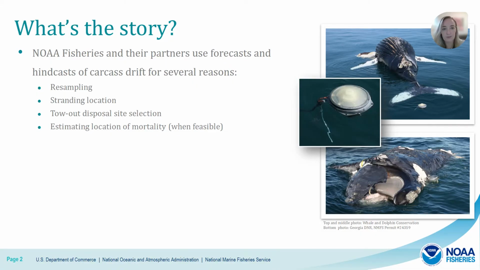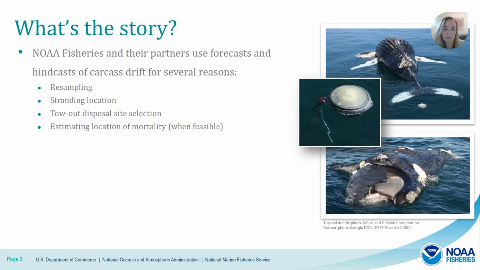Modeling of whale carcass drift patterns is important to NOAA for several reasons. Forecasts can be useful for response teams as they may aid in planning for additional sampling opportunities. They can also be useful in estimating the general location where a carcass may strand, and for the rare cases where a carcass is towed offshore for disposal, can aid in determining an appropriate release location so as to limit the probability of the carcass coming back to shore.